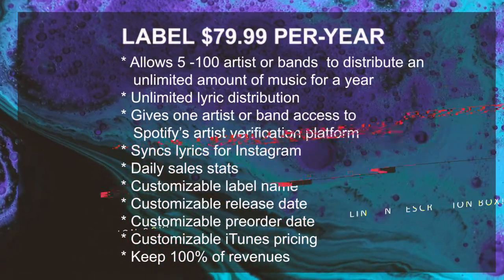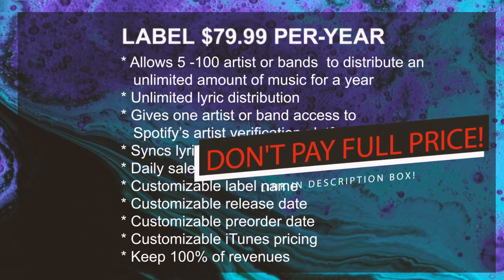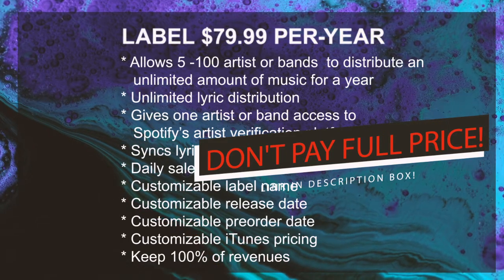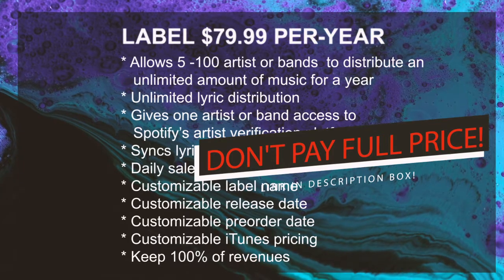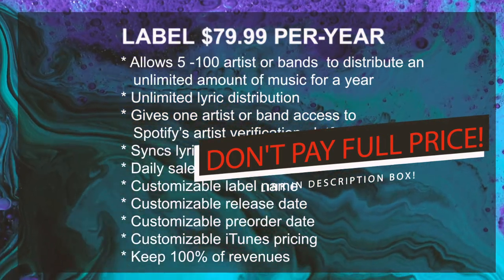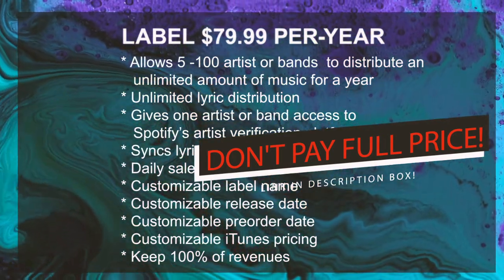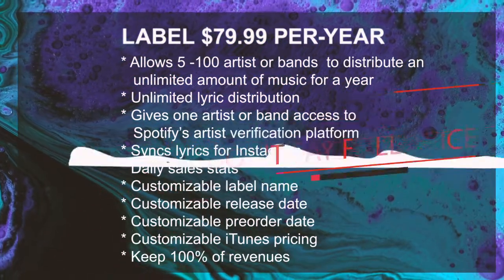For the big dogs out there, there's a label tier. It's only $79.99 per year. This allows you 5 to 100 artists or bands to distribute an unlimited amount of music for a year. Unlimited lyric distribution gives two artists or bands access to Spotify's artist verification platform. Plus, you're gonna keep 100% of the revenues.